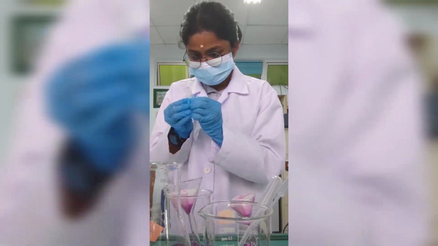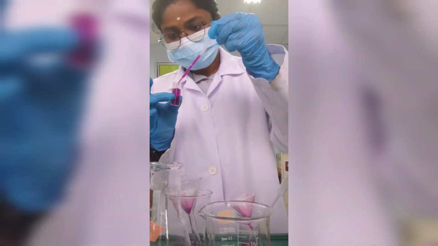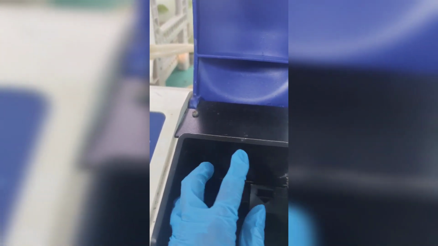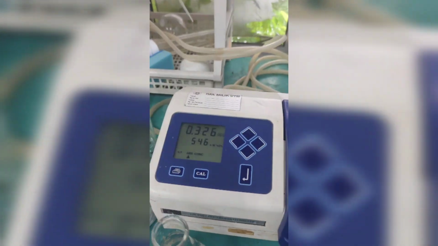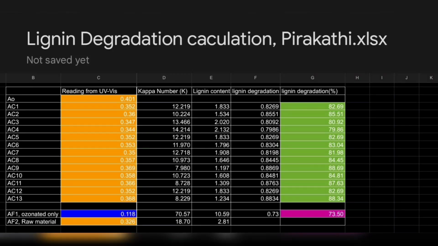Then a certain amount of the solution was used to wash the cuvette, and the cuvette is filled with the solution and kept in a UV to obtain its reading. All the readings are tabulated into data in Excel. There were altogether 13 runs carried out in this experiment. As we can see, the first value is labeled as A0, which is for the blank sample, which consists of sulfuric acid and potassium permanganate only.